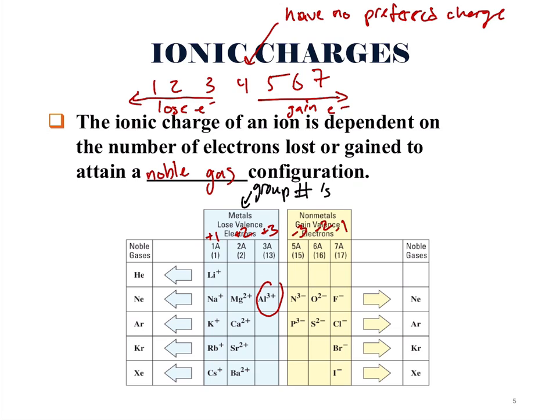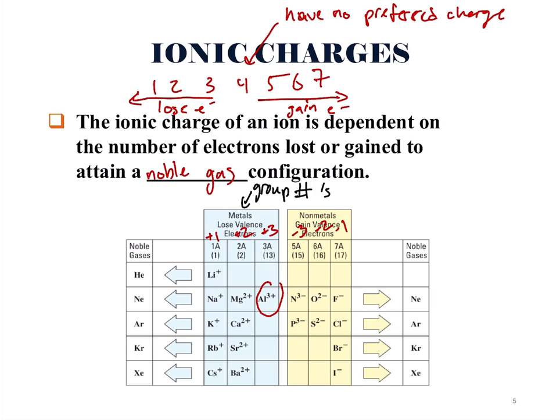But this is how we get ionic charges, by looking at the periodic table. Is it easier for us to lose or gain electrons to become a noble gas? In general, all of the elements in blue on the left-hand side of this chart are going to be metals. And metals tend to lose electrons. They like to oxidize. They like to lose electrons and become like a noble gas.